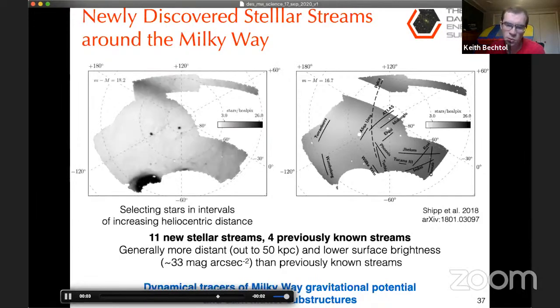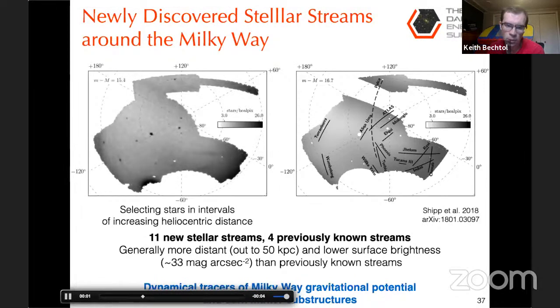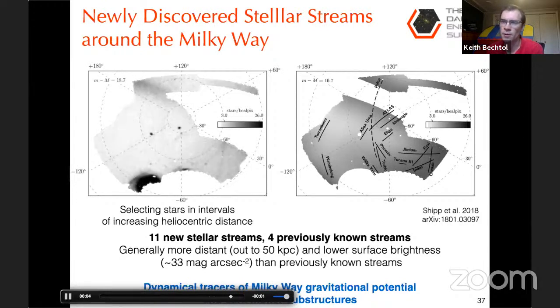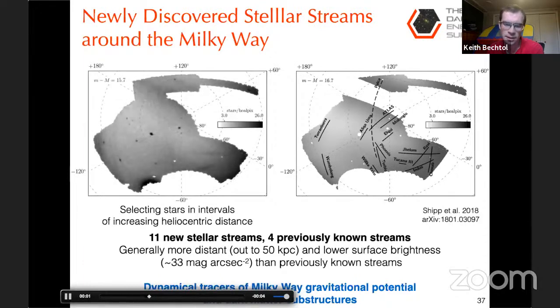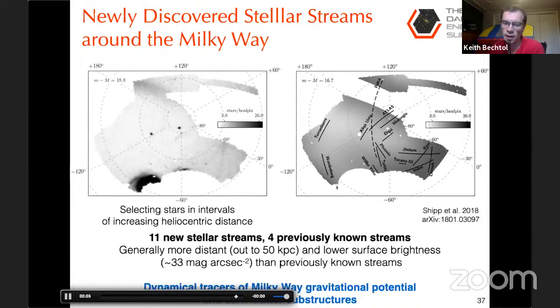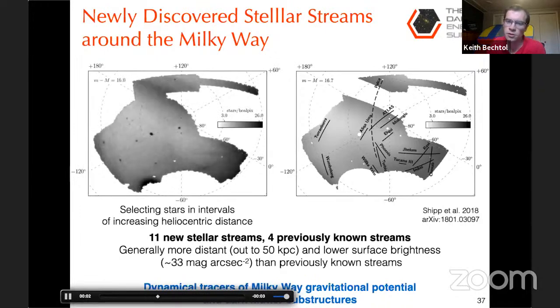Based on the DES Y3 data, we were able to find 11 new stellar streams. We also obtained measurements of 4 previously known streams. There's an active spectroscopic follow-up program to study these in detail. And again, these are excellent dynamical tracers of the Milky Way gravitational potential, and we could look for perturbations in these streams to study invisible dark matter substructures. This was work that was led by Nora Shipp and company.